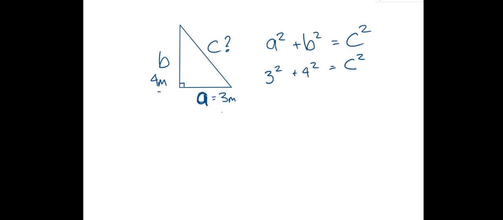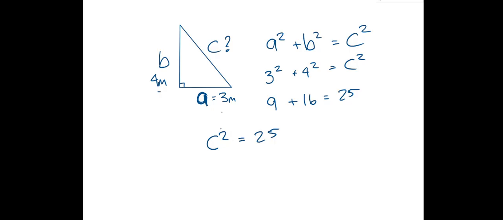Let's get rid of these 2's as much as we can. So 3 squared, 3 times 3 is obviously 9. 4 squared, 4 times 4 is 16. So that's 25. So let's combine those so we know that C squared is 25. We don't need to worry about the meters for now. We'll put those in the end.